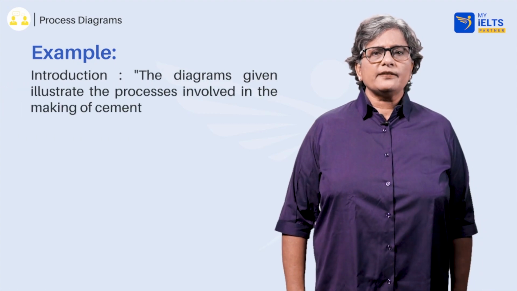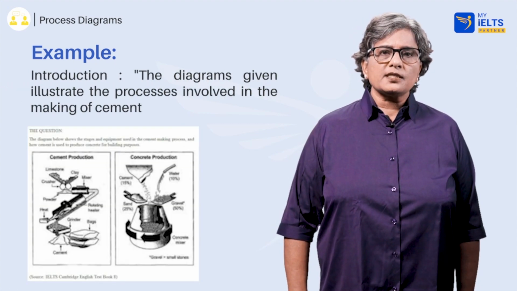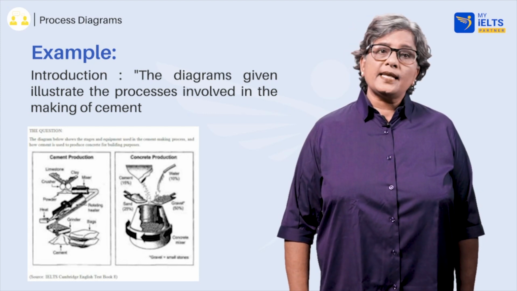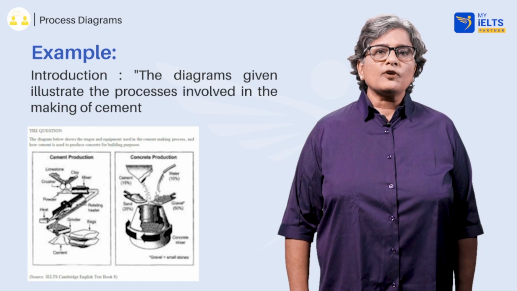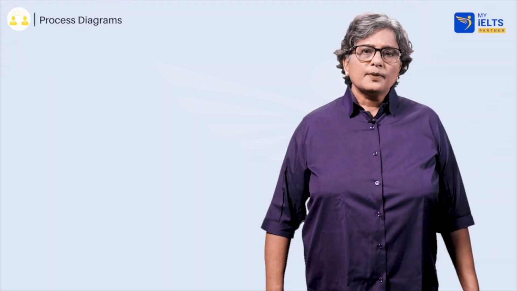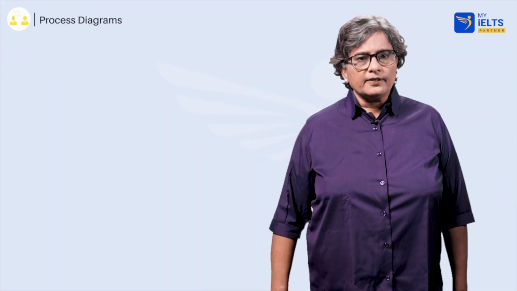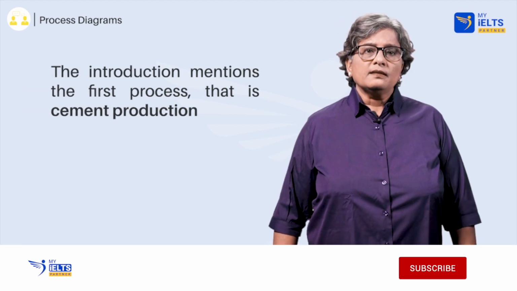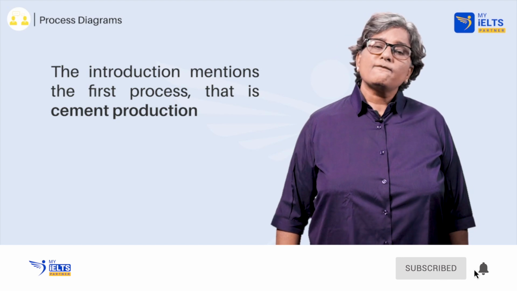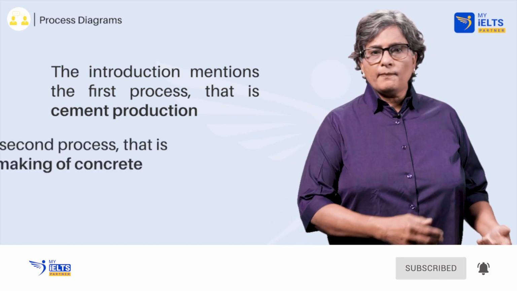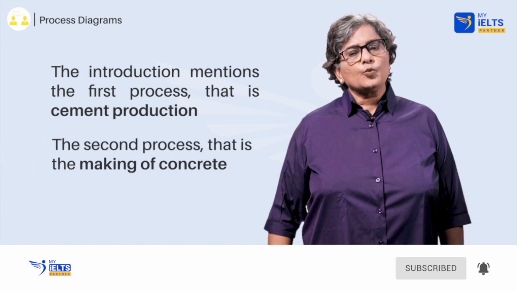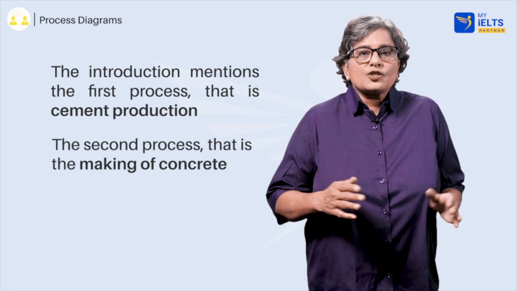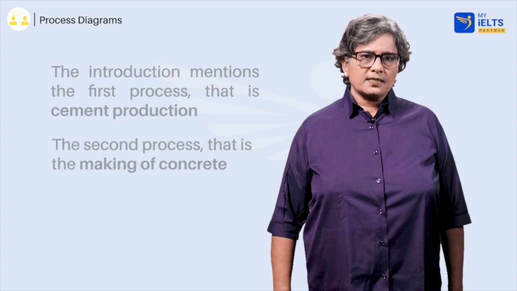The diagrams given illustrate the processes involved in the making of cement and how cement is then used in the production of concrete. Because 2 related processes are given, the introduction mentions the first process, that is cement production, foremost, before mentioning the second process, which is the making of concrete. This introduction does not exceed 2 lines.